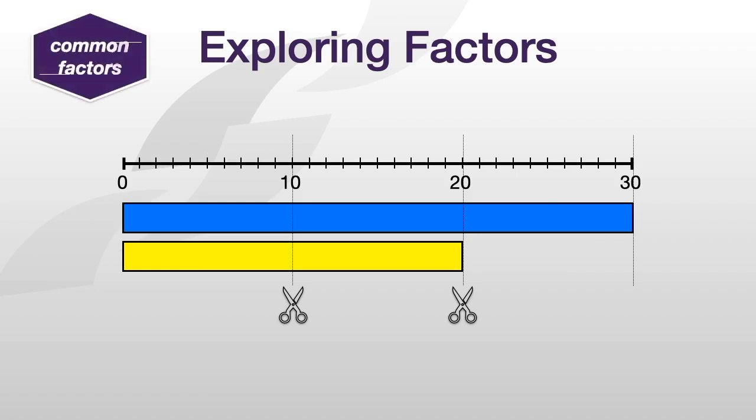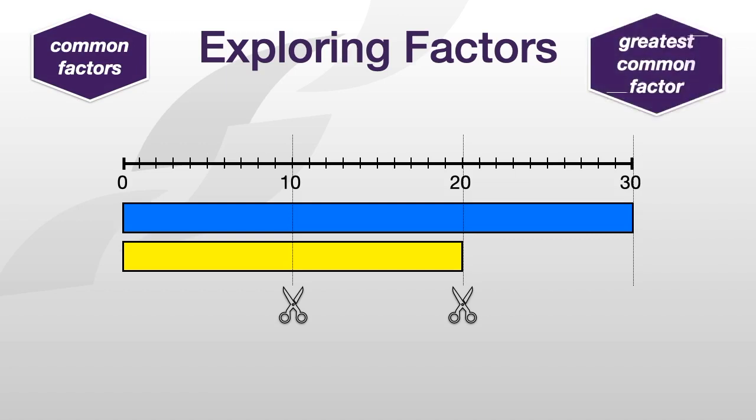1, 2, 5, and 10 are called common factors of 20 and 30. The largest of these, 10, is called the greatest common factor. Next, we'll apply our understanding of factors and multiples.